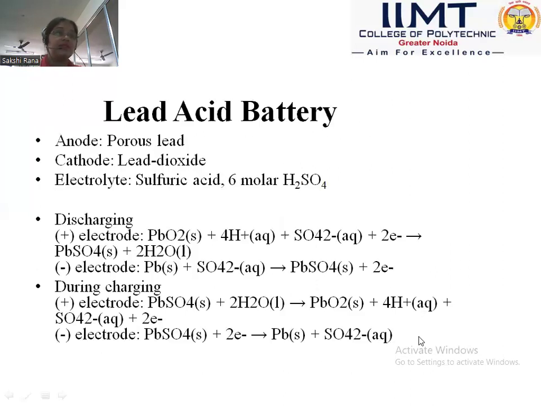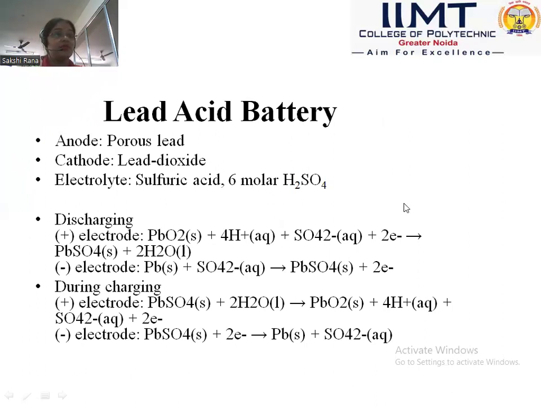Next is the lead acid battery, that is cheaper than the nickel and cadmium battery. We have studied that just now. That at the anode there is porous lead, cathode lead oxide, electrolyte sulfuric acid or 6 molar H2SO4.